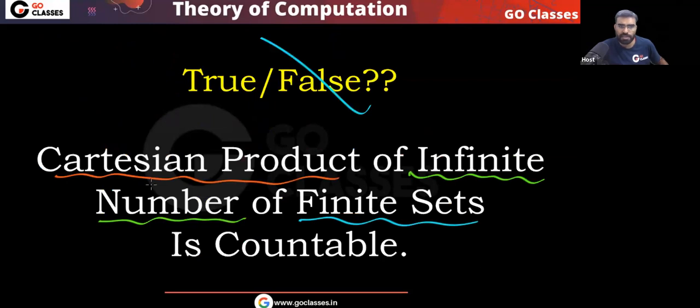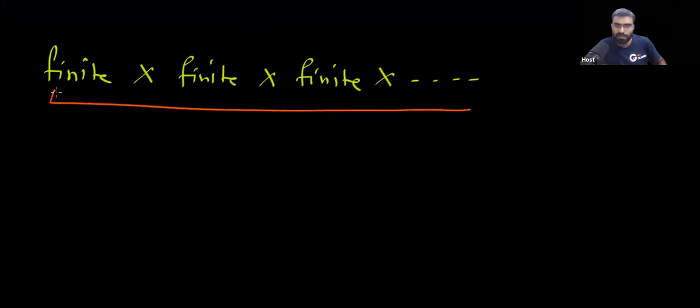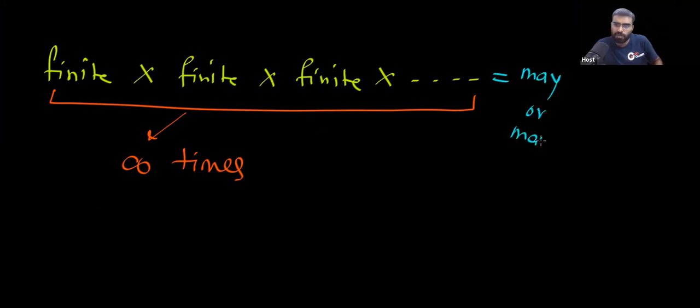Please tell me, did you understand? Cartesian product of an infinite number of finite sets is countable. That is false. Clear? This example you can take. So remember, this is the simple point: if you have finite cross finite, and you do this an infinite number of times, then the result may or may not be countable.